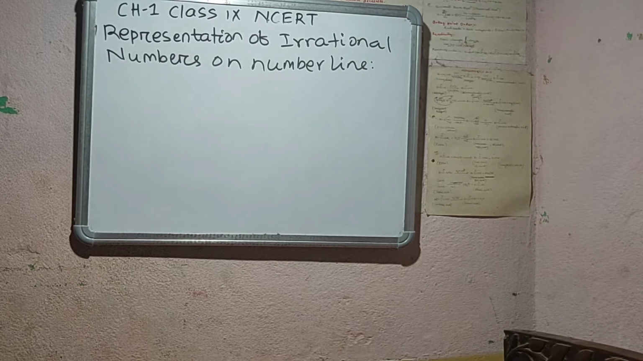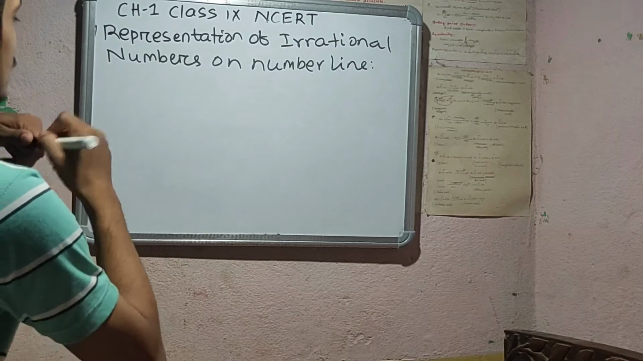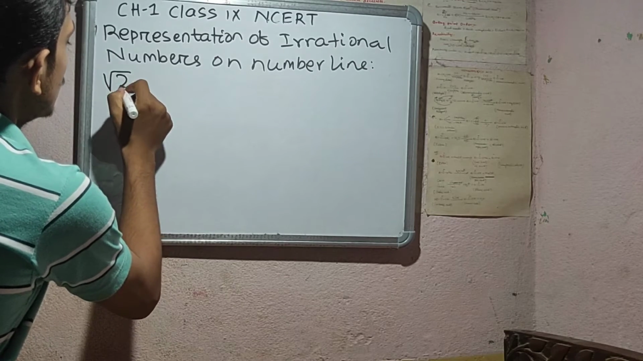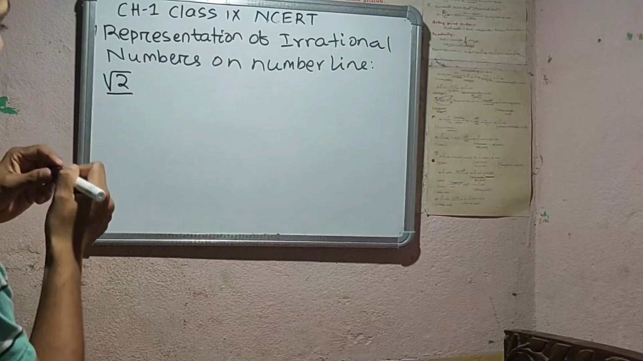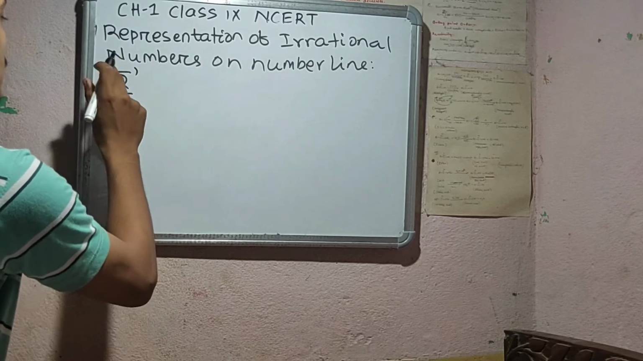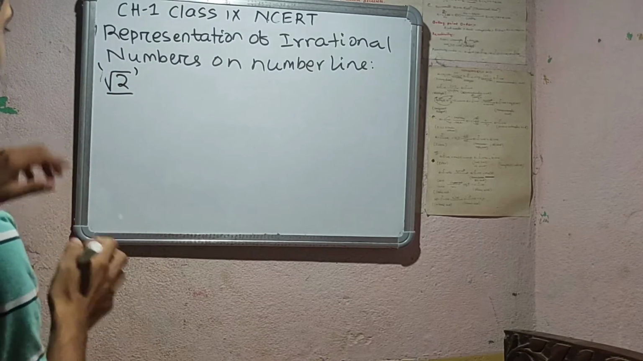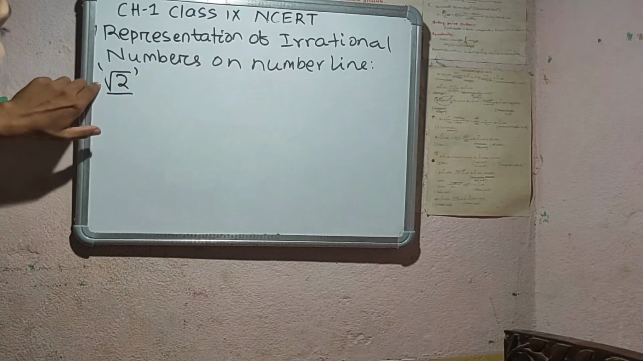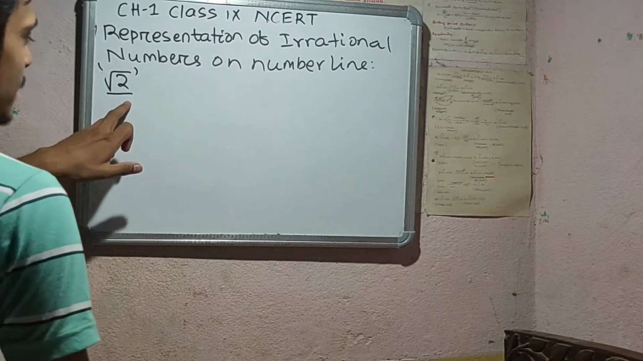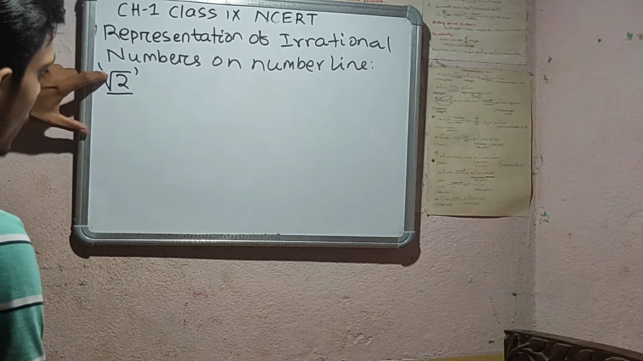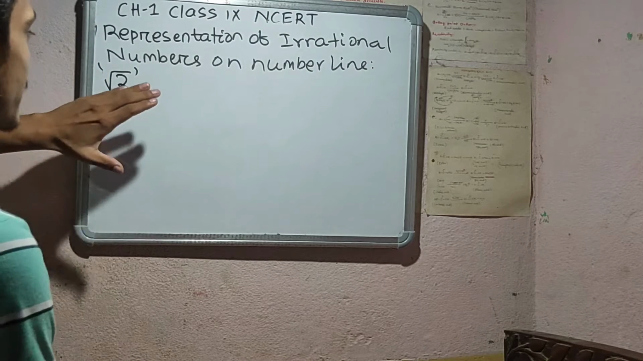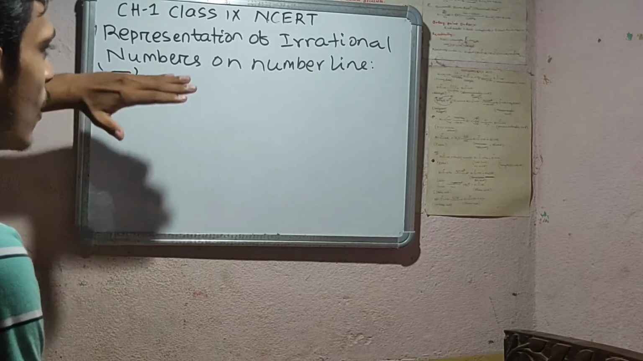Consider an irrational number. Let the irrational number be the square root of 2. This is the irrational number, clear? This is the irrational number that Pythagoras discovered. So we have to represent this irrational number on the number line.